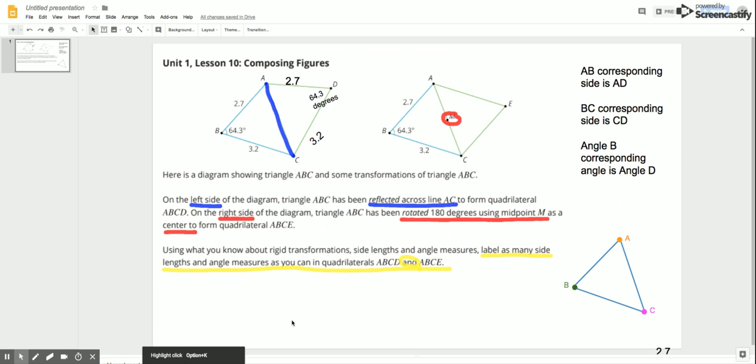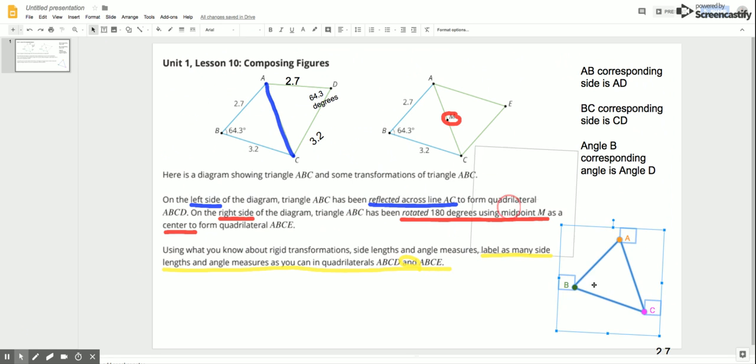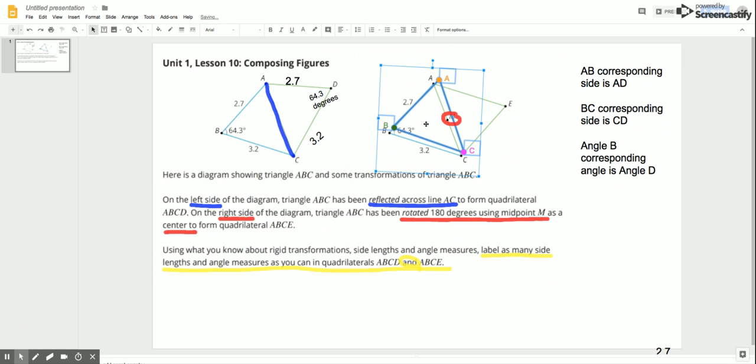Okay, now on to the figure on the right. So we are rotating triangle ABC 180 degrees around the midpoint M. So again, I'm going to put my traced triangle ABC and line that up with my actual figure. One of the things we need to make sure we do is specify on our traced image where the center of rotation is. So I'm going to go ahead and copy that on there.